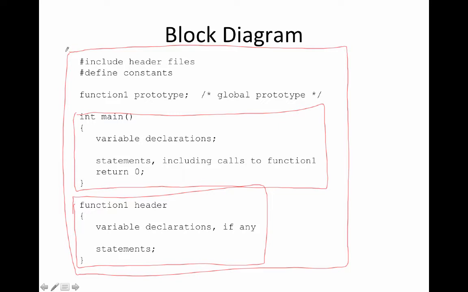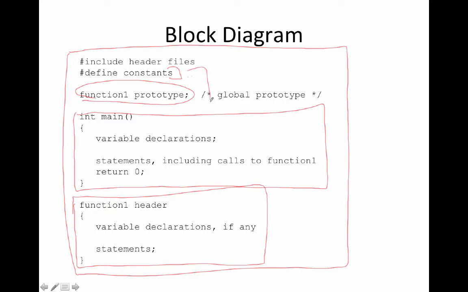So anything that I define in this block here, which is the entire program, for example, constants, those are known throughout the entire program. If I make my function 1 prototype also global by putting it before main, then that means it's known throughout the entire program. So the scope of an identifier is the part of the program in which it is valid, and that is the block in which it is defined.